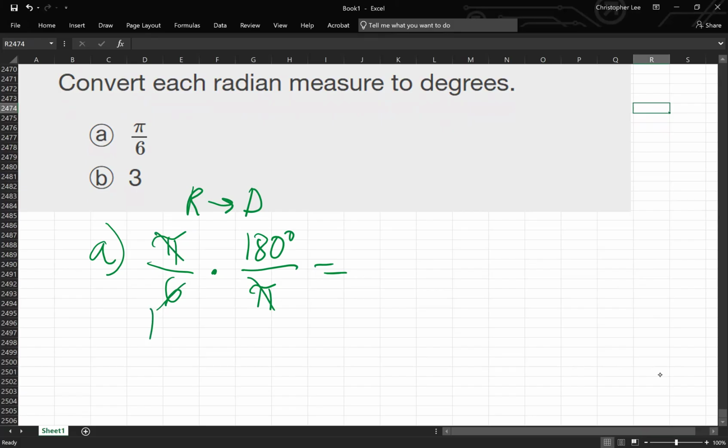6 goes into 6, 1. 6 goes into 18 how many times? Like 3 times, right? So call this 30. So my answer for pi over 6 is 30 degrees. Done. That's it. You could do that in the calculator. You don't have to be reducing it like I'm doing it. I don't have a calculator, that's why you see me reducing it.